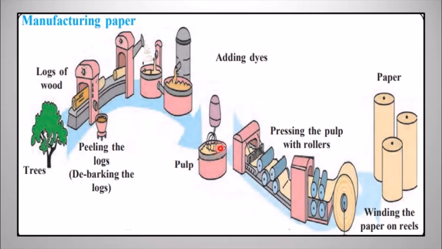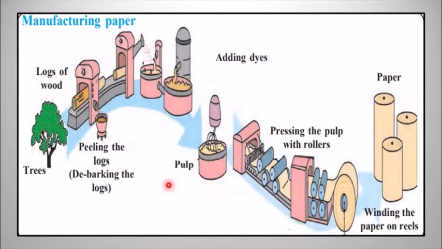Now this pulp is then put into the pressing rollers. The pulp is then pressed by the rollers. These machines are used and it is pressed and wound into reels. While winding and after that, the paper is produced. So this is the entire process of producing paper.